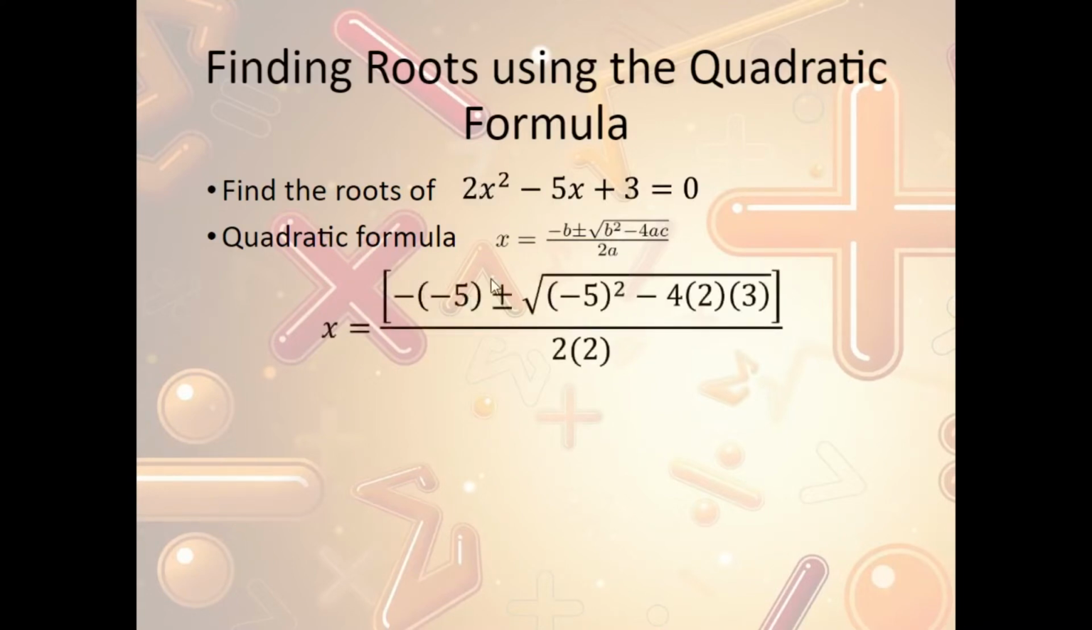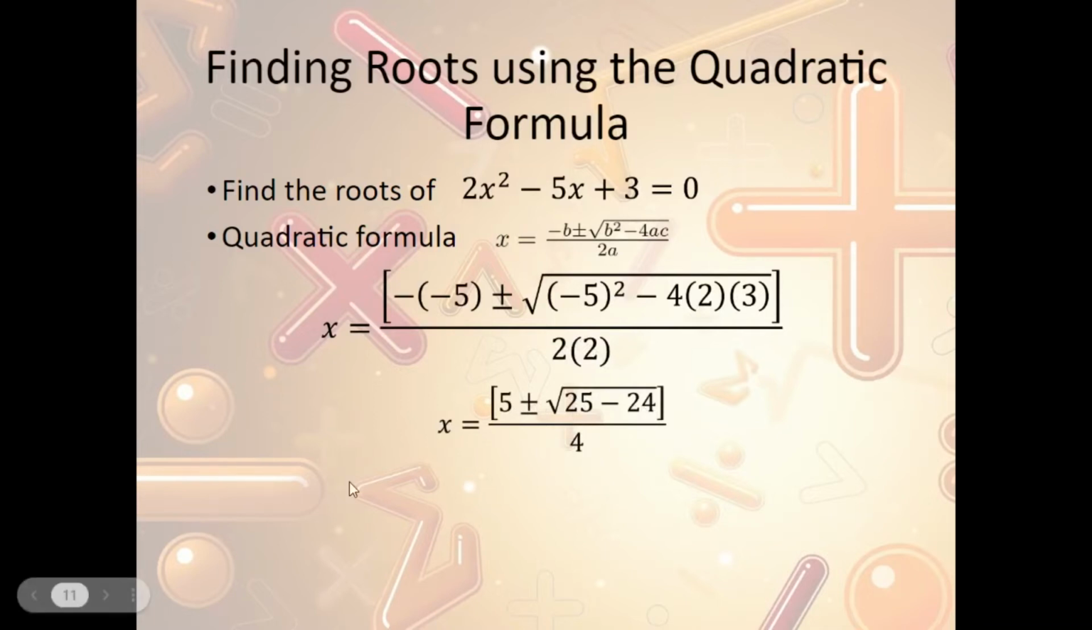We get this. We simplify. Negative 5 is just positive 5. Square root of 5 squared is 25. And then negative 4 times 2 is negative 8 times 3 is negative 24. And then 2 times 2 is 4. So we end up with 5 plus or minus the square root of 25 minus 24 over 4. Well, 25 minus 24 is 1. And then the square root of 1 is just 1. So now we end up with 5 plus or minus 1 over 4.